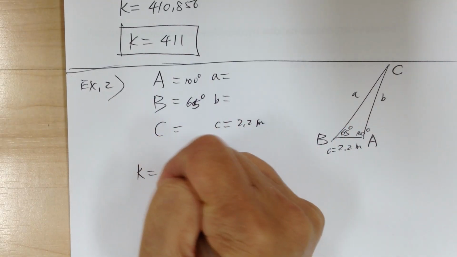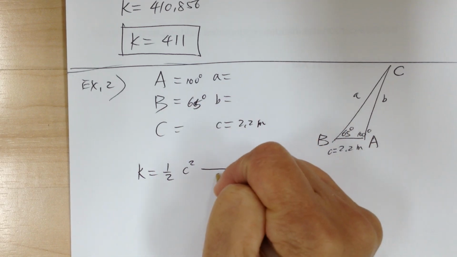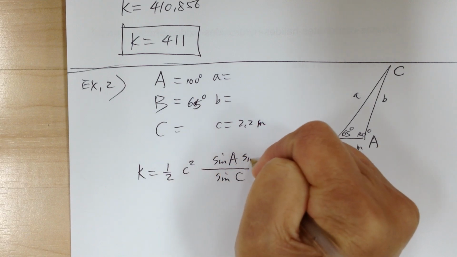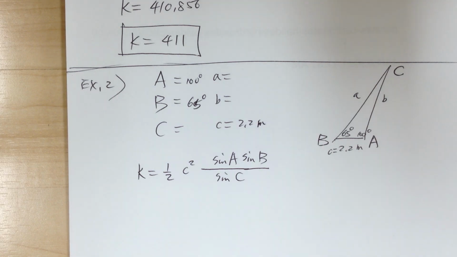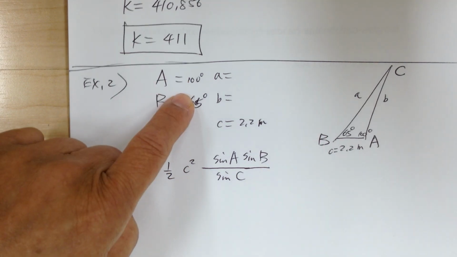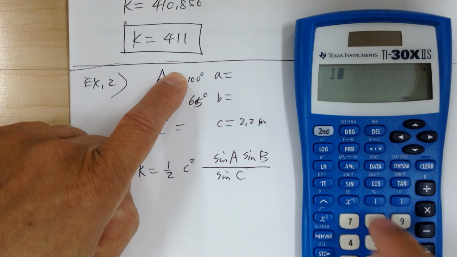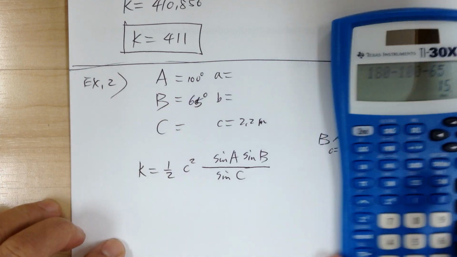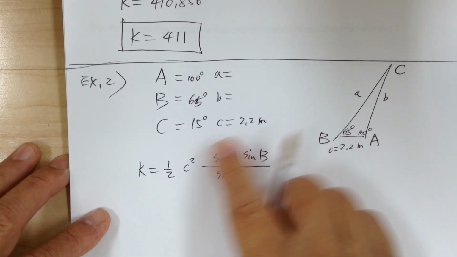So K equal to 1/2, the side given is C, so it'll be C squared, and it'll be sine C, and you're going to get sine A, sine B, okay? But notice that since the 2 angles are given, then you can get a third one, right? So use 180 minus 100 minus 65 equal 15. So this will be 15 degrees. Okay, so now we got everything, right?